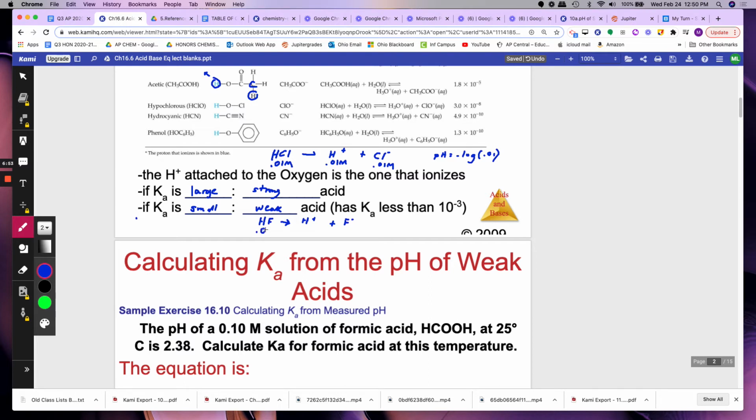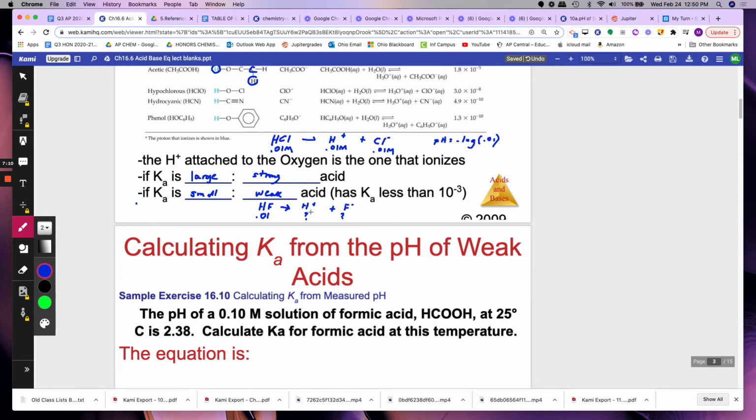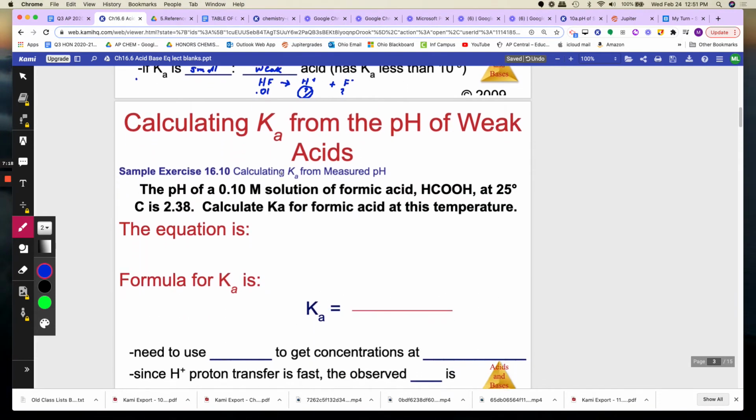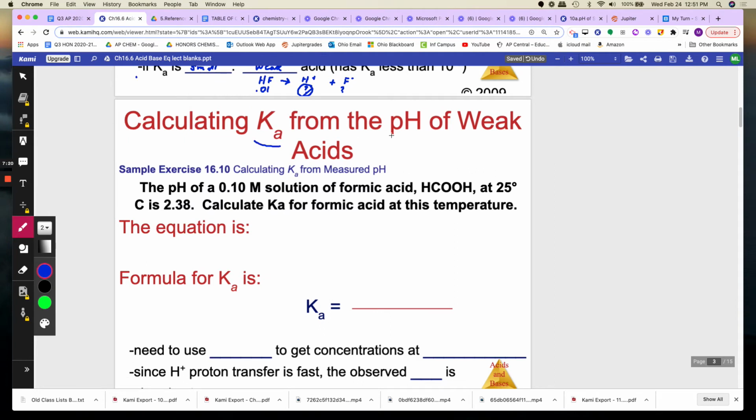If you want to get the pH of a weak acid, for example HF, if this is 0.01, you don't know how much of this you'll get. It's not going to be all of it breaking apart. It's going to be a part of that breaking apart. So you can't do it as easily as a strong acid. So I'm going to teach you how. How do you get the pH of something that is a weak acid? How do you know how much is coming apart? Before I do that, I'm going to show you how to calculate Ka if they gave you the pH.